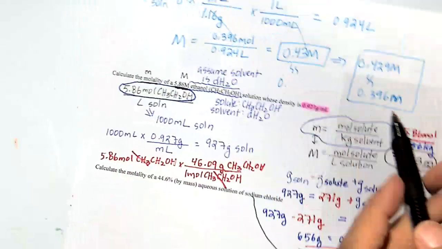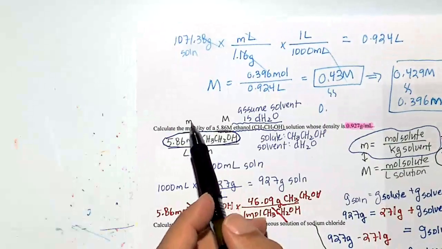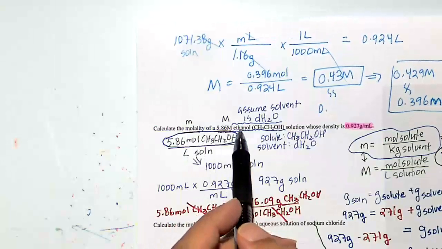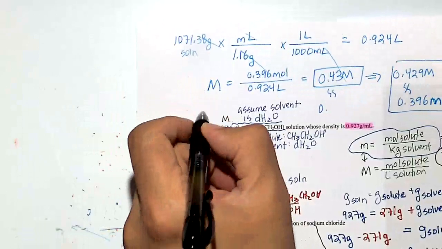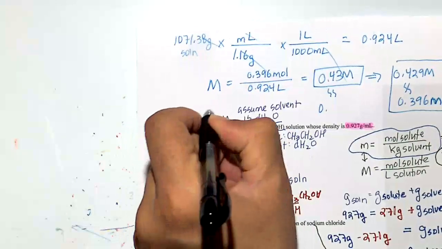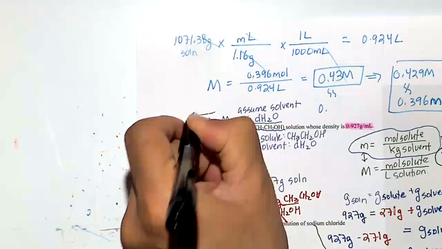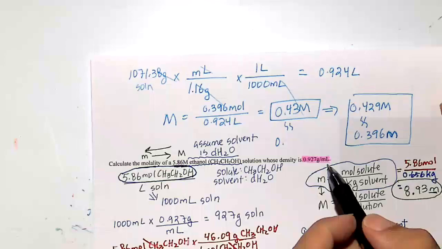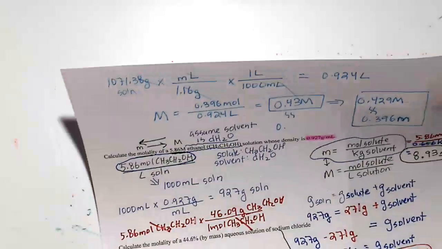So on Tuesday I think we did the opposite. We went from molar to molal, and here we went from molal to molar. So here we went from here to here, and on Tuesday we went the opposite way. We used density to help us as the intermediary.